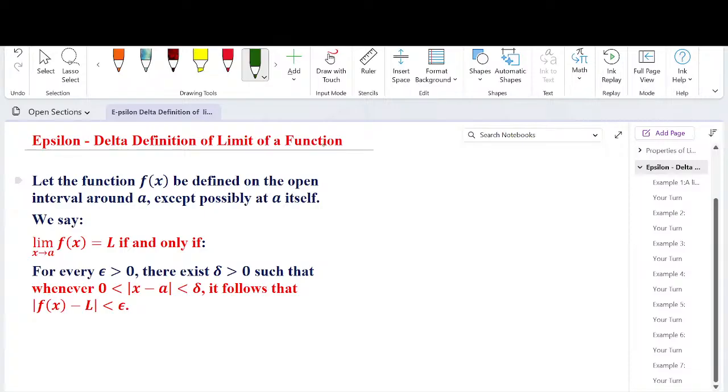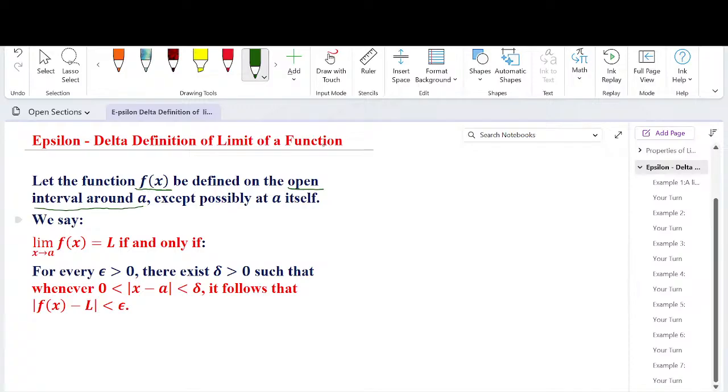So now let's discuss the epsilon-delta definition shortly. This is the epsilon-delta definition of the limit of a function. Let the function f of x be defined on an open interval around a. Okay, so we need to mark some things here. So f of x, take note of that. Then open interval around a, except possibly at a itself. So that is excluding a.